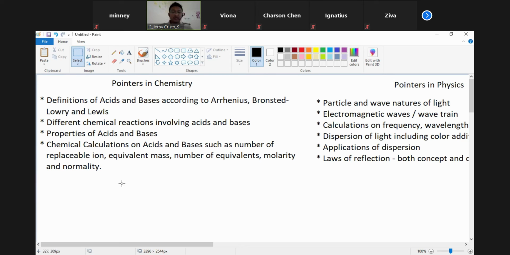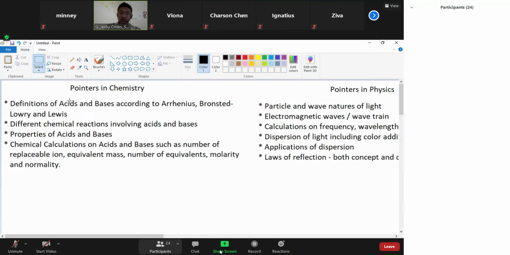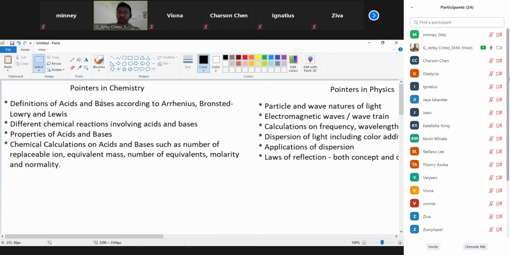Lewis. So there are given chemical equations there. You will identify which of the given reactants could be acid or could be base, and what's the basis of your claim. So you can apply the definitions given by Arrhenius, Bronsted-Lowry, or Lewis. Okay, so recall that one, and then the different chemical reactions that involve acids and bases.